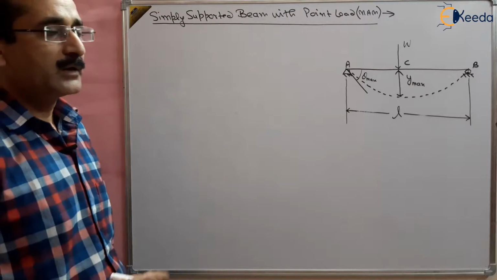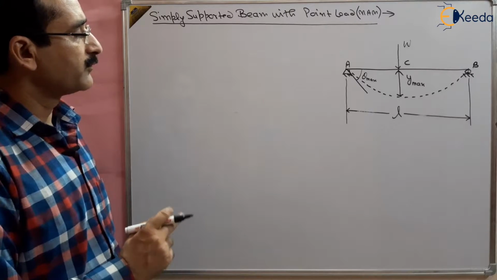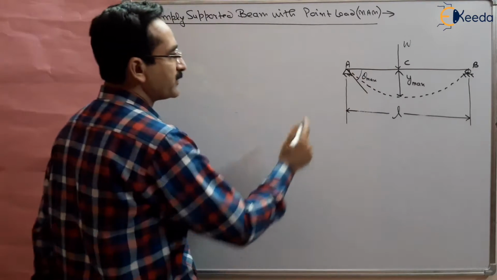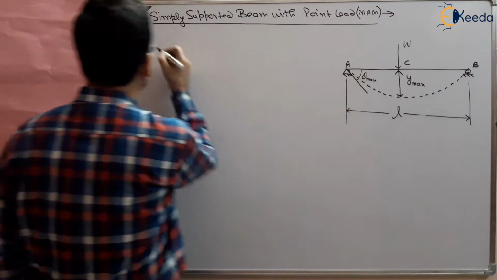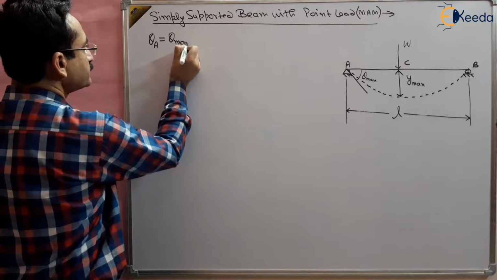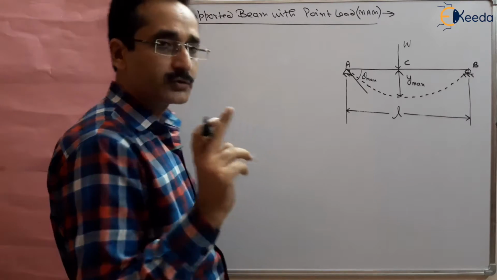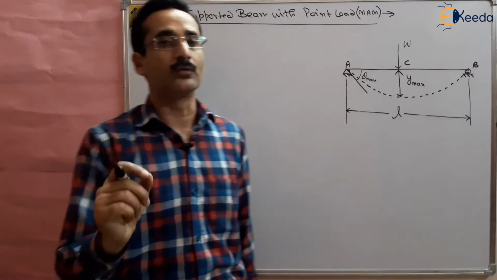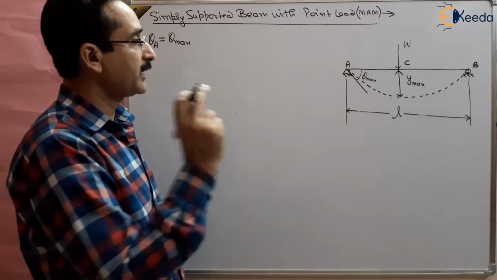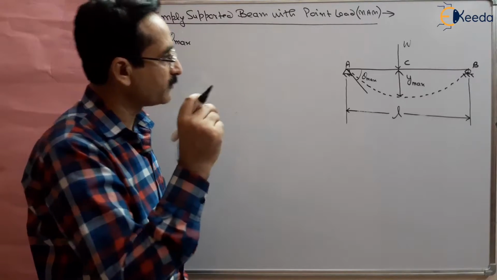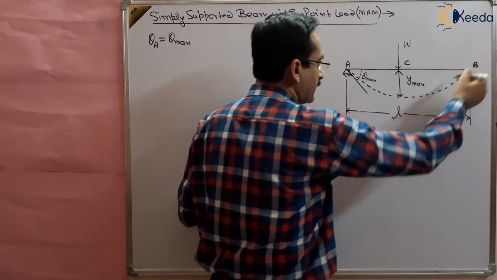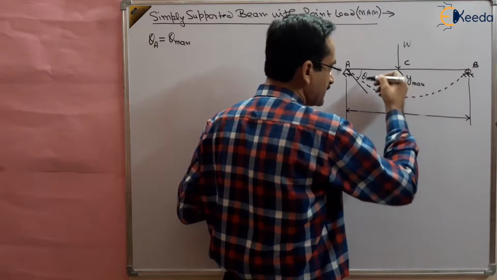Using Mohr's theorem. According to Mohr's first theorem, we have to choose two slopes. One of the slopes is theta max itself, theta a. The second slope we have to choose where the slope is 0, so that the difference of the two slopes gives the maximum slope. So the point on the elastic curve where the slope is 0 is where the curve changes direction, where there is a minima, right?